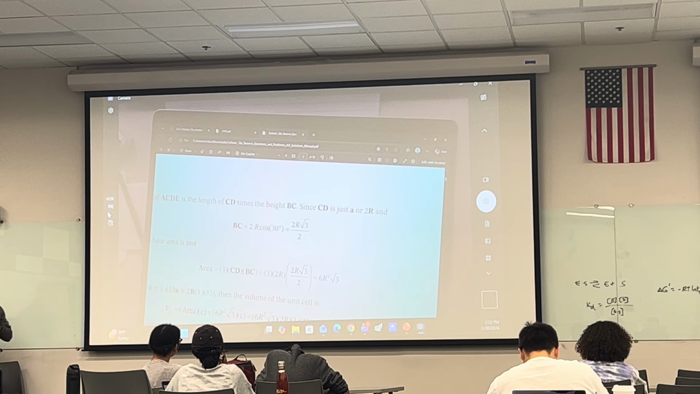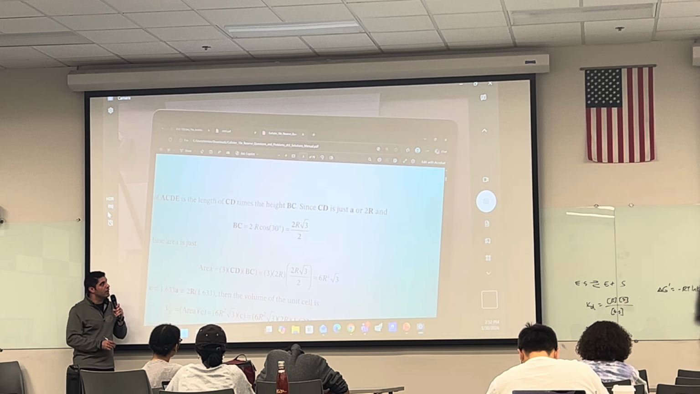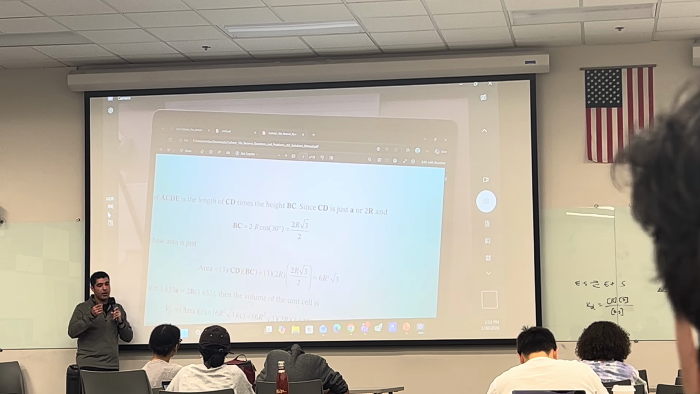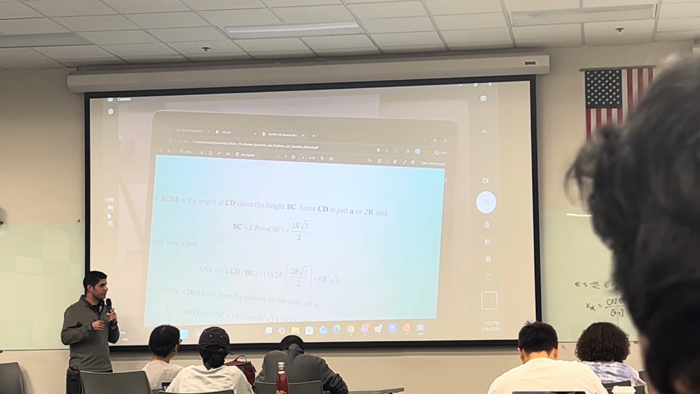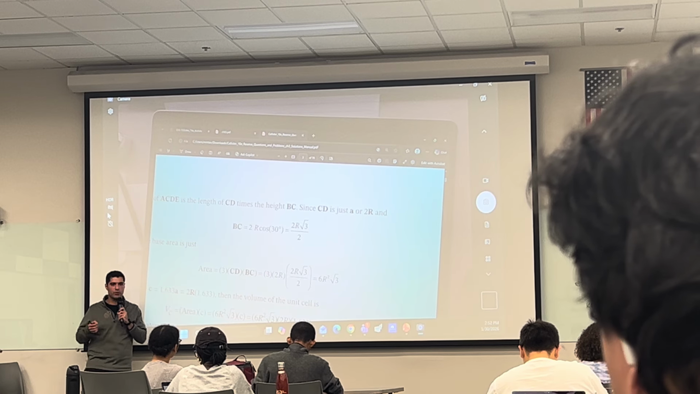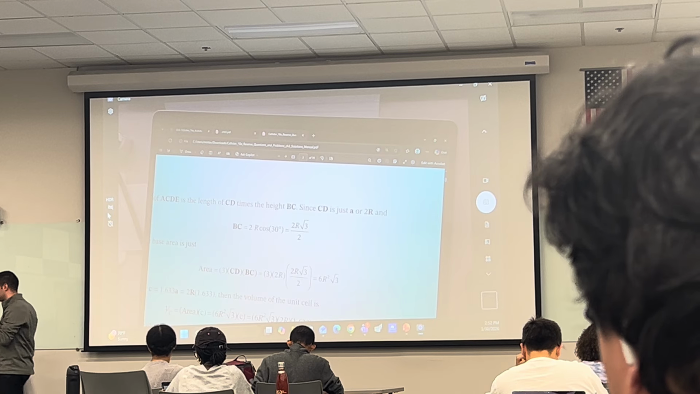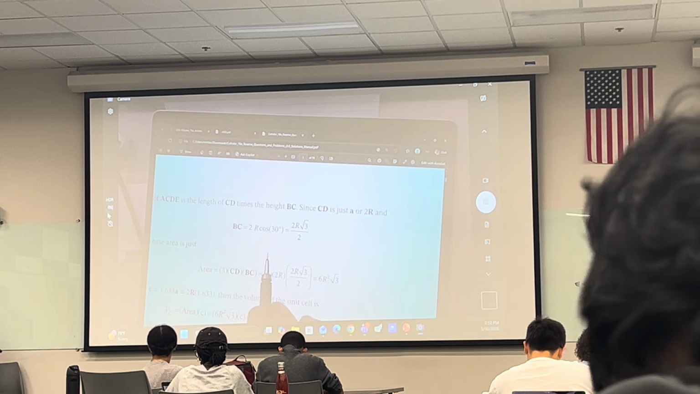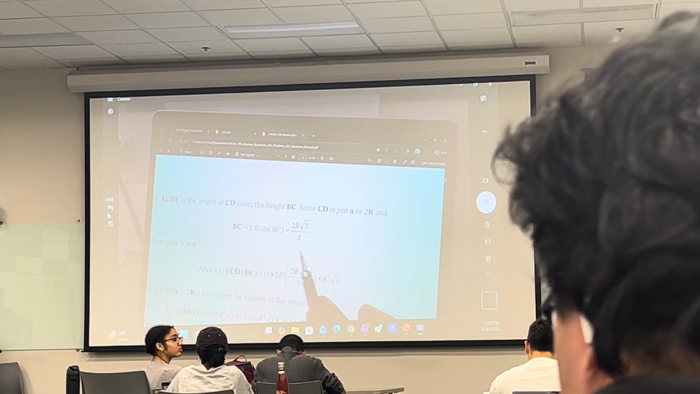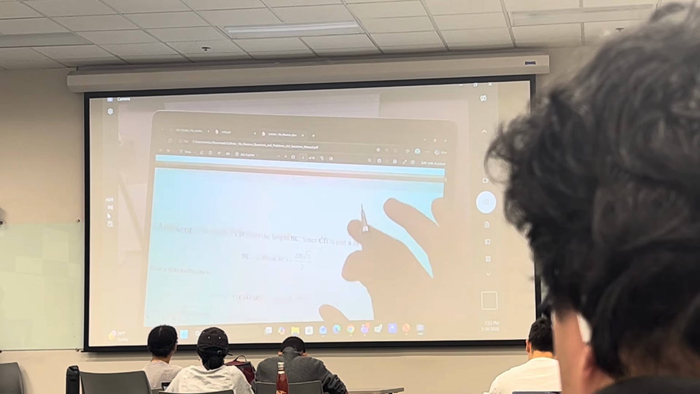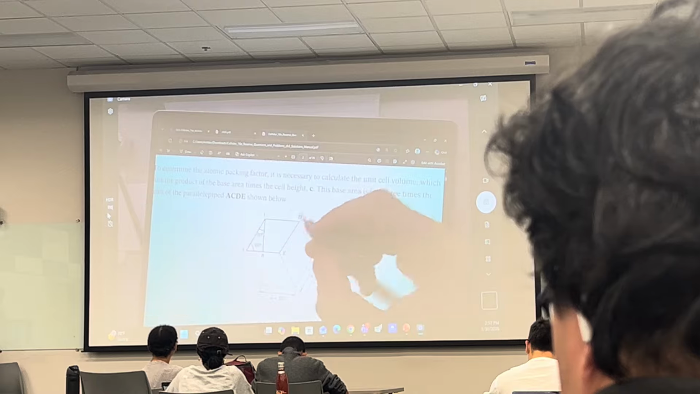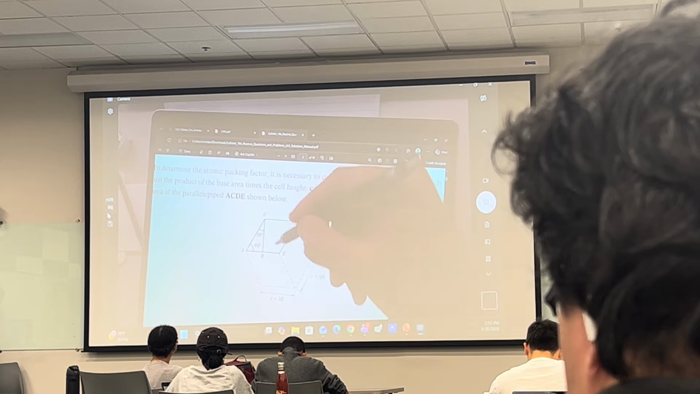Yeah, so BC is A times the height of the triangle, which is A times cosine 30, and we know A is equal to 2R, so we can just substitute 2R, so we get 2R times cosine 30. So if we want to calculate the area, we already know the height of this triangle here.